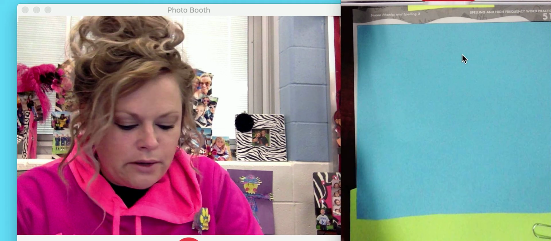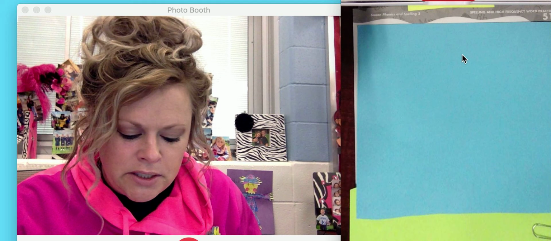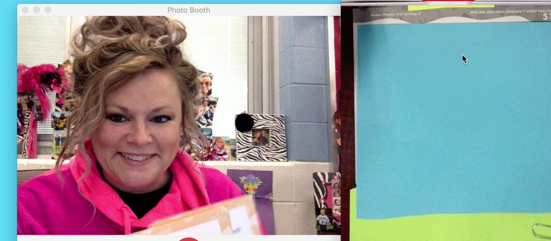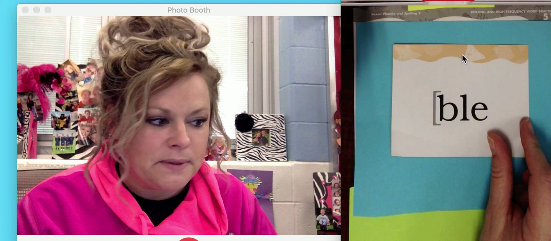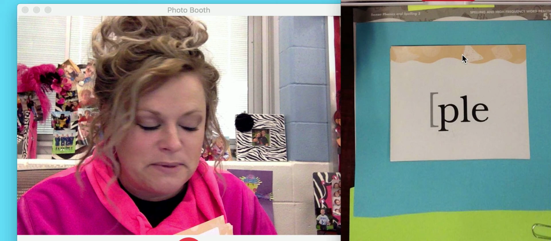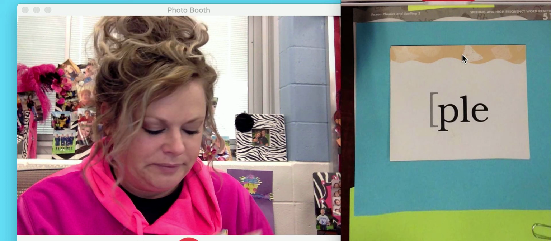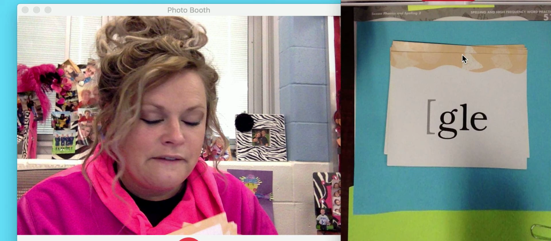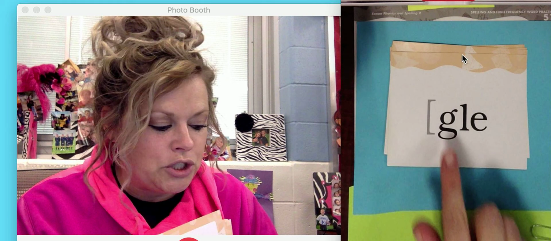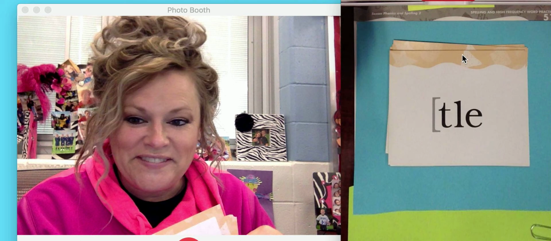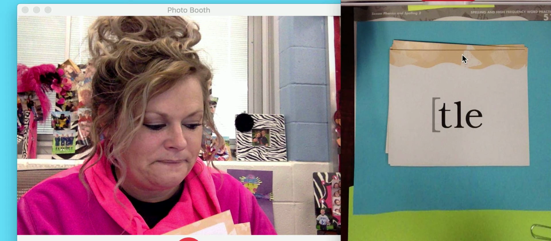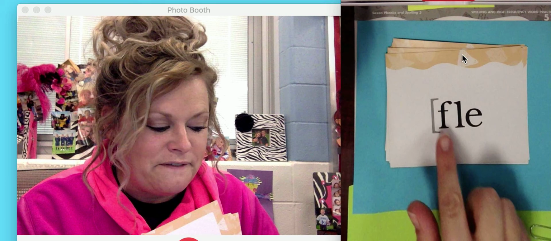Let's go ahead and go over our letter cards. Please make sure you continue your phonics dance when I have it posted. Let's just say them together. Final, stable, syllable, B-L-E. Final, stable, syllable, P-L-E. Final, stable, syllable, D-L-E. Final, stable, syllable, G-L-E. Final, stable, syllable, T-L-E. Final, stable, syllable, F-L-E.